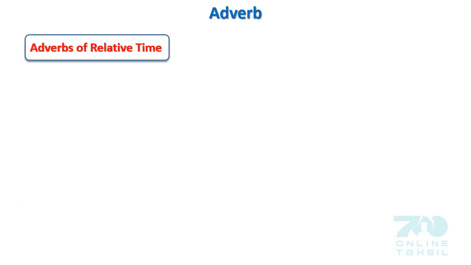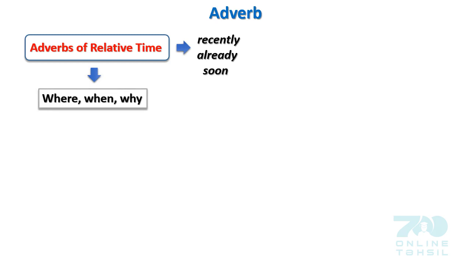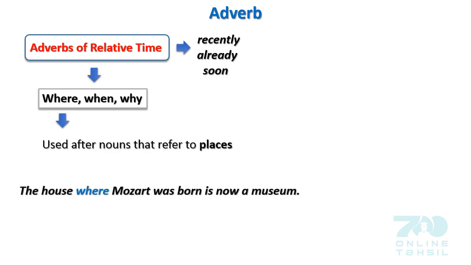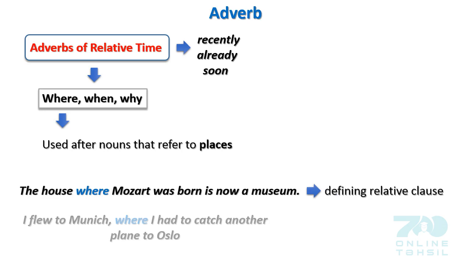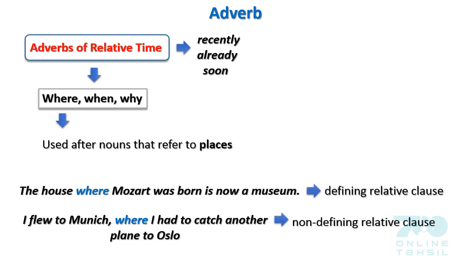Adverbs of relative time: recently, already, soon. Relative adverbs: where, when, why. The relative adverb where is used after nouns that refer to places. The house where Mozart was born is now a museum. Defining relative clause. I flew to Munich, where I had to catch another plane to Oslo. Non-defining relative clause.